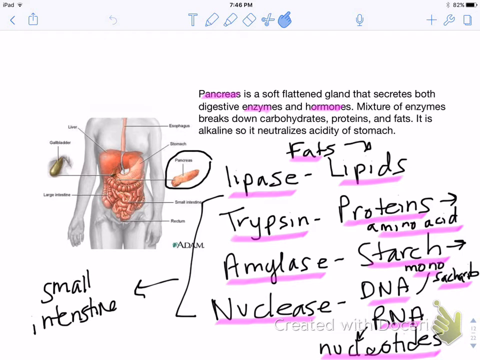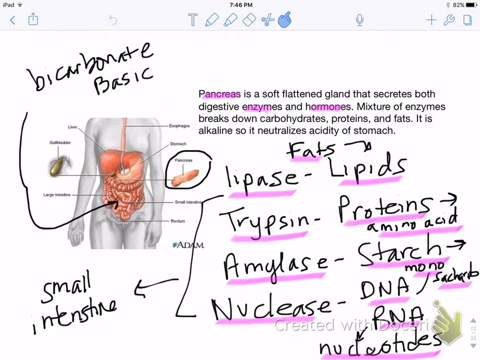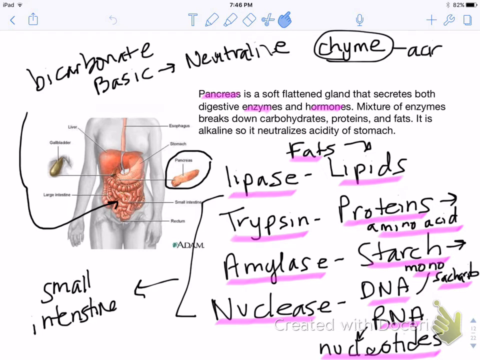The pancreas also releases bicarbonate. Bicarbonate enters the small intestine. Bicarbonate is really important because it's basic and it can help to neutralize the acidity of the chyme. Remember, the chyme came from the stomach and the chyme was acidic. So if you put something basic with something acidic, it will become neutralized.